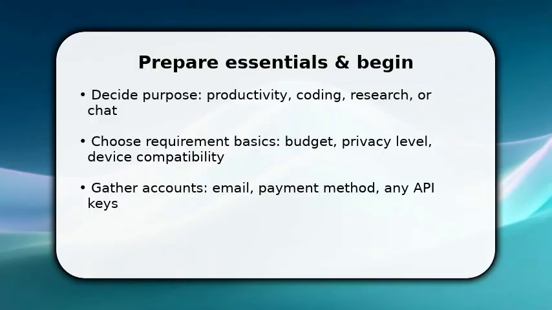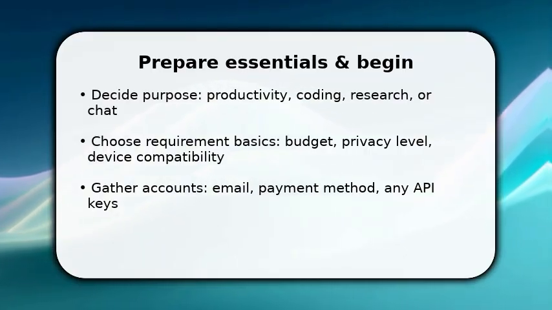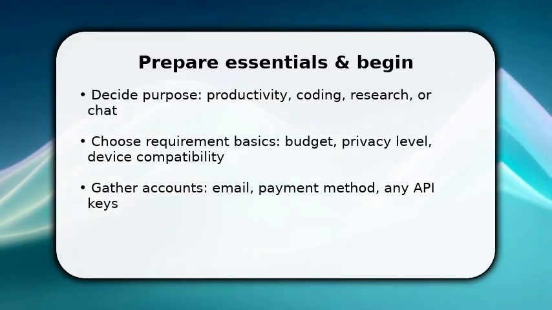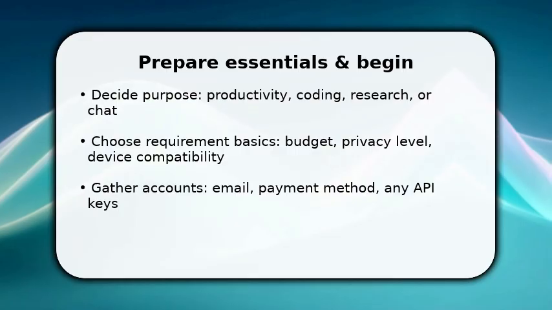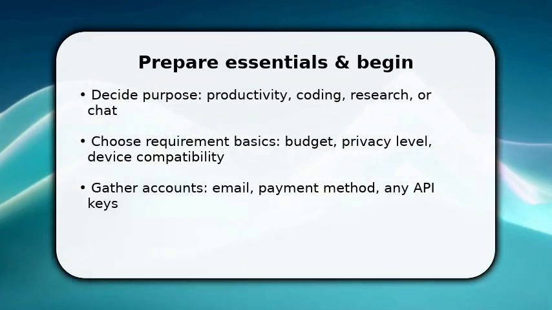Enjoy the video. You start by clarifying what you need the AI assistant to do and why. This guides every choice. Once decided, inventory essentials, budget, privacy preferences, devices, and any required accounts or API keys. Make sure to pick a platform type, hosted service, local model, or hybrid, because each affects cost and control.